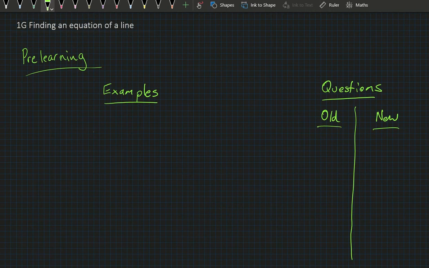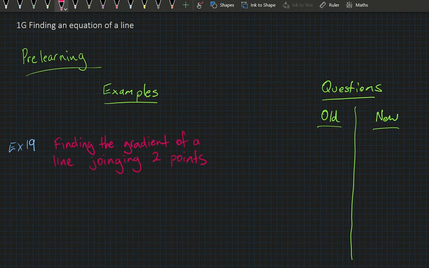So the examples we're going to do and the questions related to the pre-learning are example 19, finding the gradient of a line joining 2 points. And the questions for you to do for this skill are questions 1 and 2 in the new book and questions 3 in the old book.